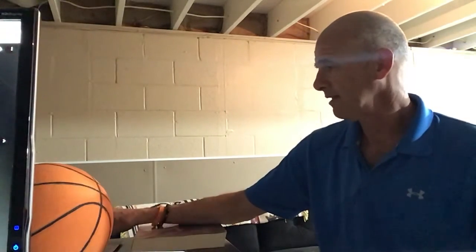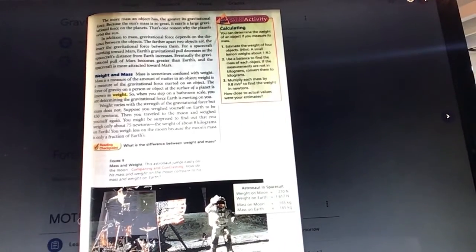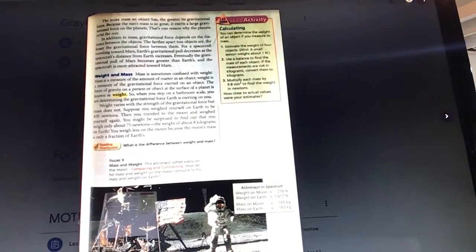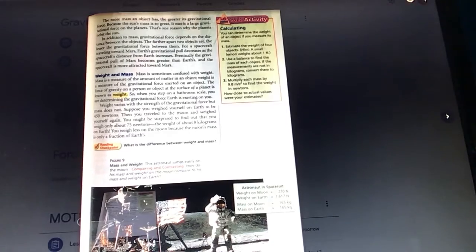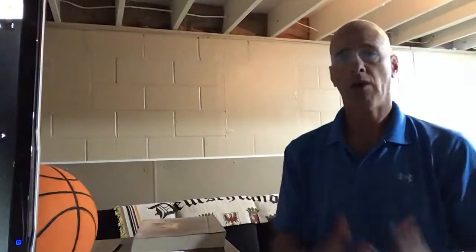And then they talk about, let's go to this page. Difference between mass and weight. We're confused by mass and weight a lot because when you're on your bathroom scale, you step on your scale and you say, that's how much I weigh. Well, that's actually not how much you weigh. I weigh 175 pounds. When I step on the scale, that's what it reads.